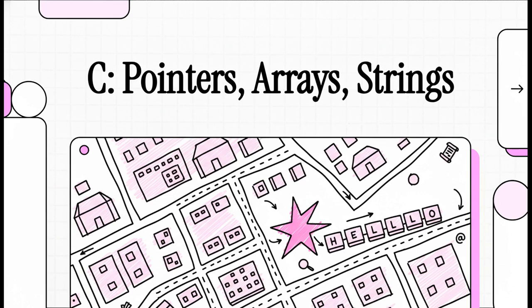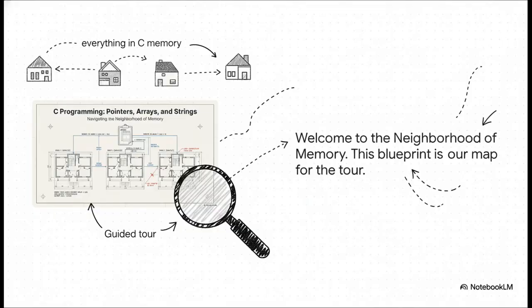an absolute pro. Okay, so this blueprint you're looking at, that is our map. I know, it might look a little complicated at first glance, but trust me, it shows how everything in a C program's memory is connected. We're talking everything from single tiny houses all the way up to entire city blocks. So let's take a guided tour, and we're going to break this whole thing down piece by piece.